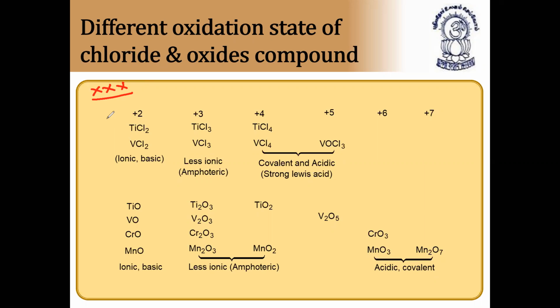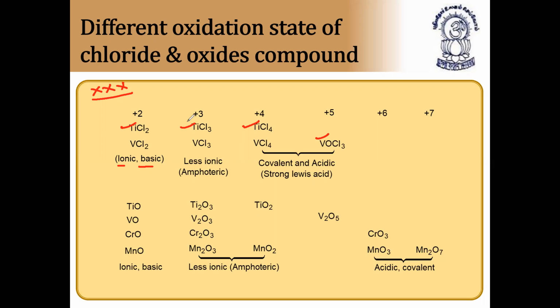Basically, titanium forms three types of halides: titanium dichloride, titanium trichloride, titanium tetrachloride. Similarly, vanadium forms VCl2, VCl3, VCl4, and VOCl3 also. Now, in the lower oxidation state, they form ionic compounds and they are basic in nature. Very, very important. The metals in their lower oxidation states are ionic in nature, and the compounds are basic also.